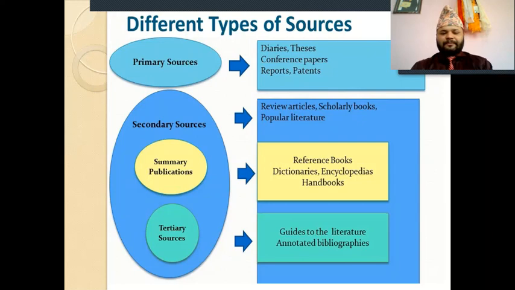Secondary sources: review articles, scholarly books, and popular literatures. Scholarly books are not original, they are collecting the information from others, and then they publish the book. The popular literatures, we could read the original books of the writers, right? So these are secondary. Summary publication, that also comes within the secondary source. And then tertiary source is guidelines to literature, annotated bibliography.